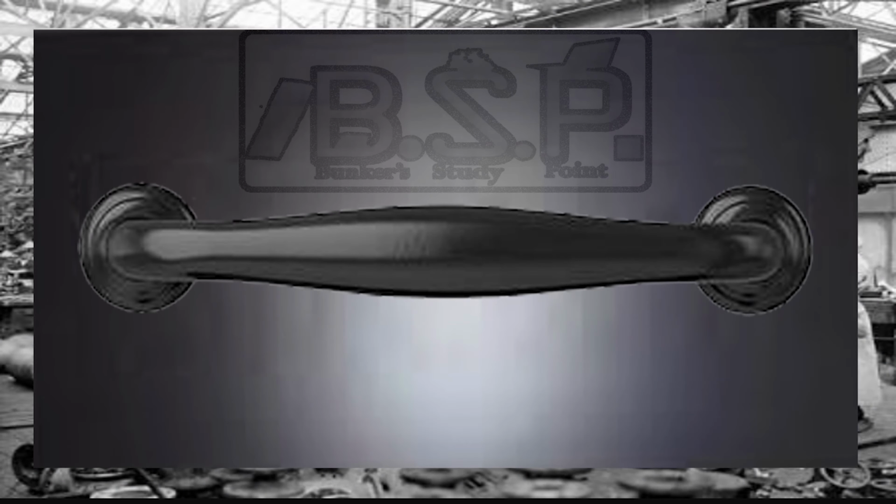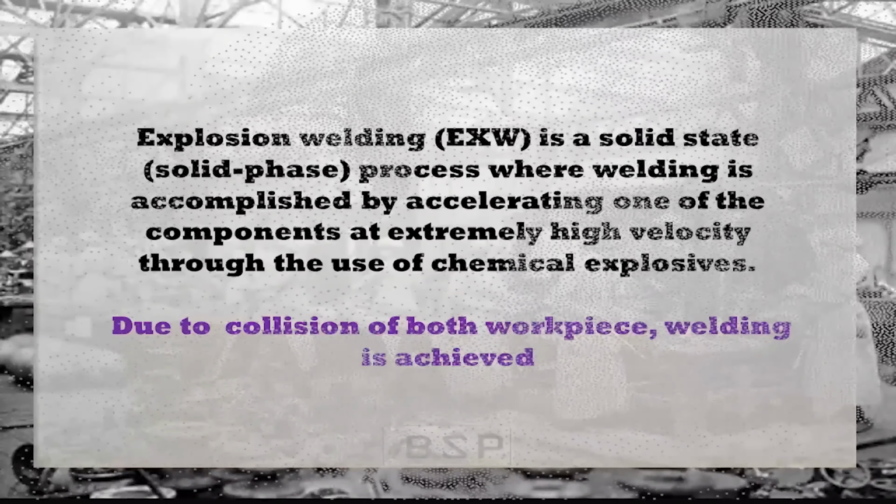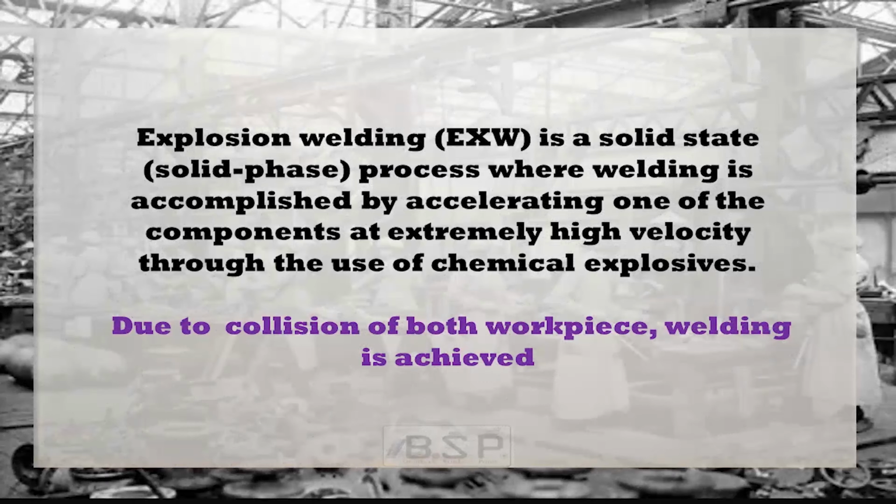The next type of welding is explosion welding. Explosion welding is a solid state process where welding is accomplished by accelerating one of the components at extremely high velocity through the use of chemical explosives. Due to collision of both workpieces, welding is achieved.